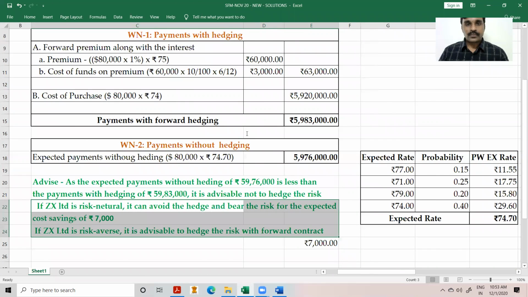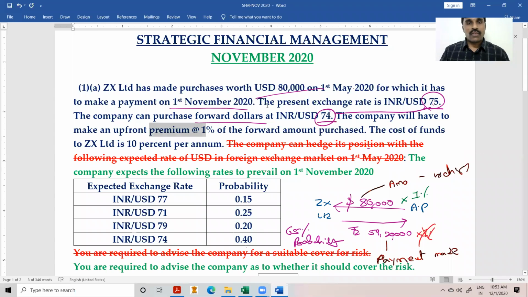Okay, right? So in the next video, we'll come out with the 1B problem. I'll be giving the solutions to the entire question paper, the November 20 paper. This is the first problem, go through it. In the next video, I'll come out with the second 1B.